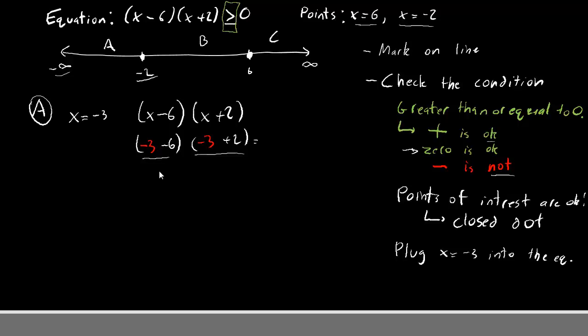More important than knowing the number is just knowing that if you have a negative and a negative, it gives you a negative. Our second piece is negative 3 plus 2. Well, negative 3 is smaller than positive 2. That'll also give you a negative. And a negative multiplied by a negative gives you a positive number.